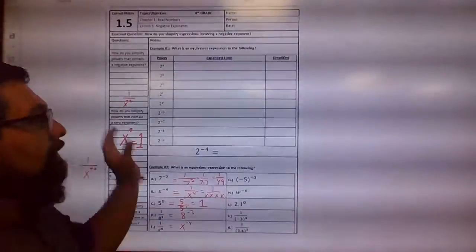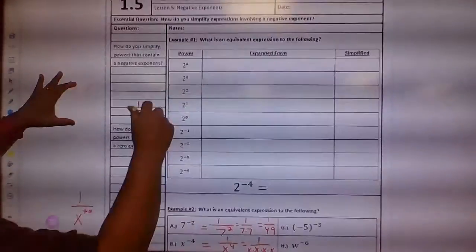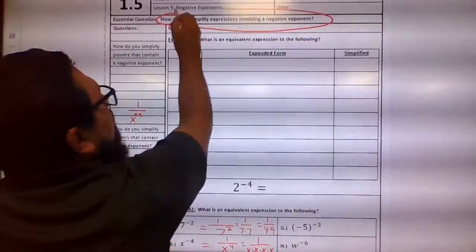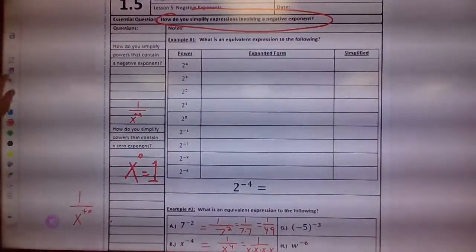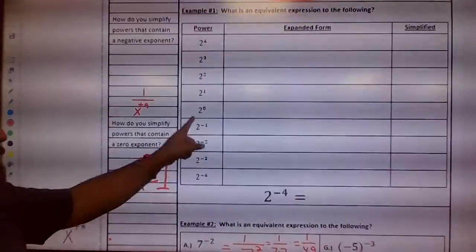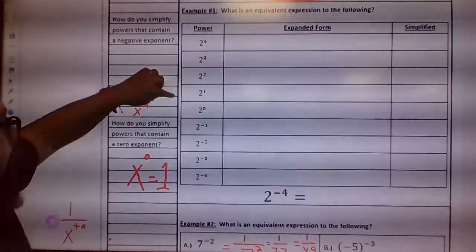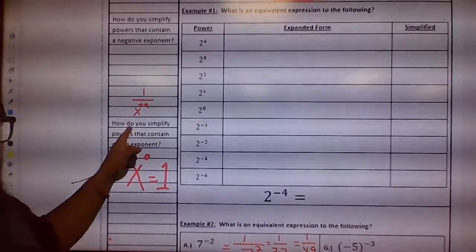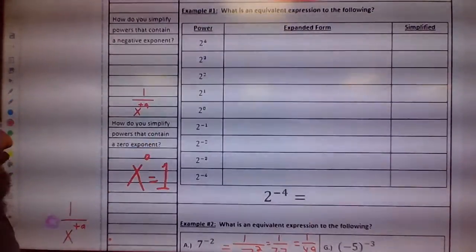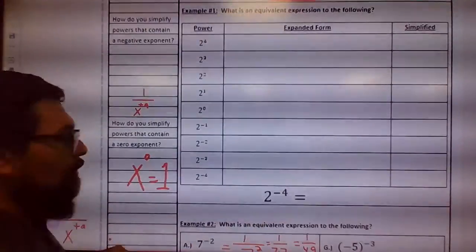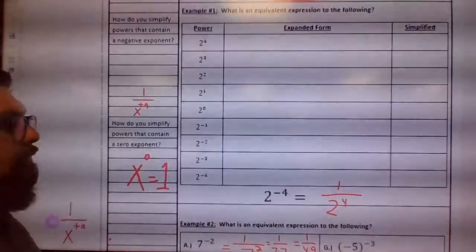All right, so let's go ahead and summarize what we did today. So your essential question is, how do you simplify expressions involving a negative exponent? So when it's a negative exponent, like this, we go ahead and put a 1 on top on the numerator, our fraction bar, and on the denominator, we're going to put the base of whatever it is, and then it's going to be a positive exponent. Okay? That's why for this one, it was 1 over 2 to the 4th. And then we expanded it.